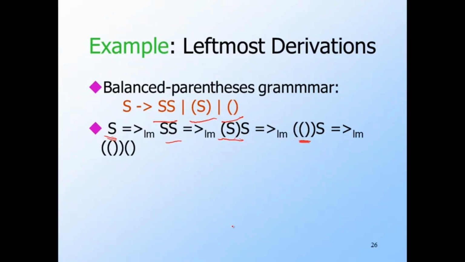Okay. At the last step, we have only one S, and that naturally is the one we replace. We have chosen to replace it using the last of the three productions, so now we have a terminal string and are done.